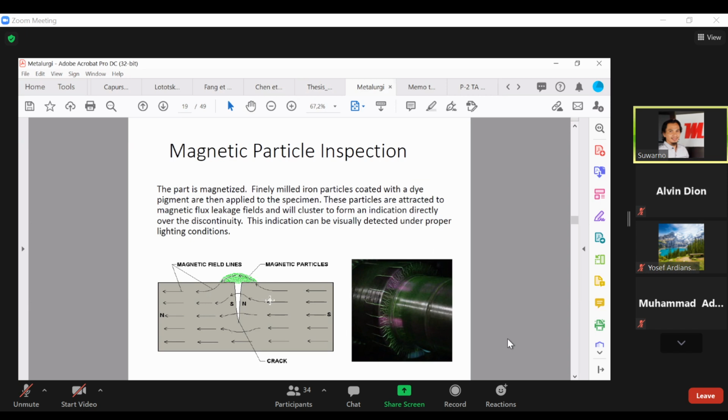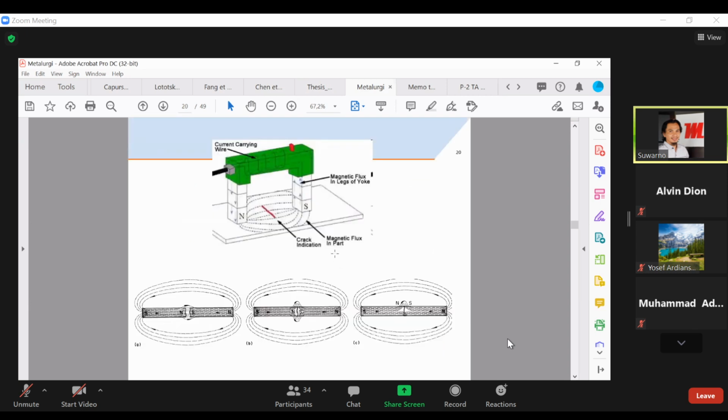It's not visible, so it is not possible for the liquid to go in, which means that it's not possible to do liquid penetrant. So that's why magnetic has its advantage in this situation. So this is the tail on it.